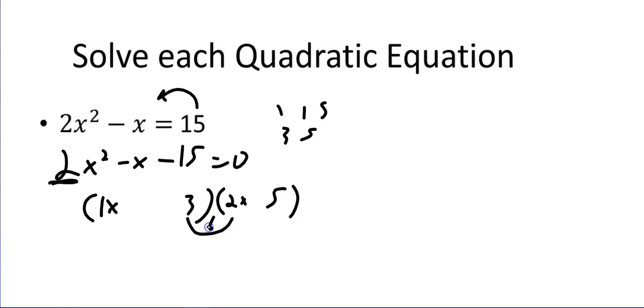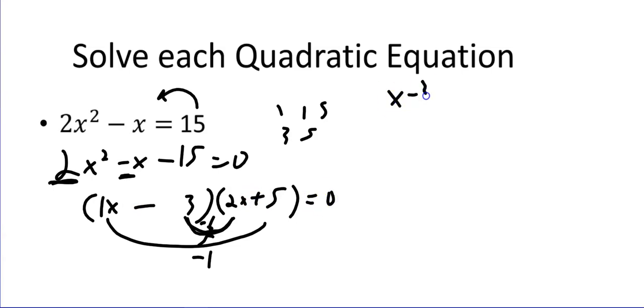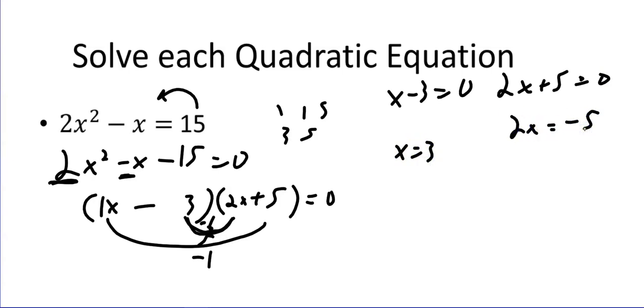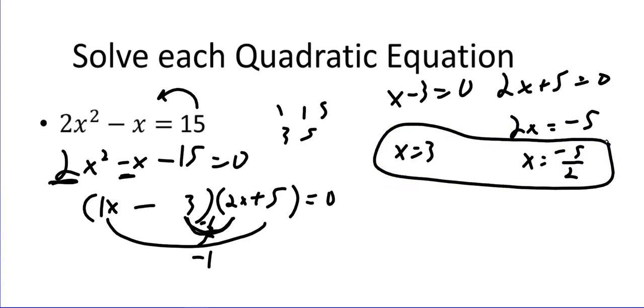So this gives me 6. This gives me 5. There's my difference of 1. But remember, I want negative 1 left over, so that means the 6 has got to be negative. Where did that come from? Follow the line, negative, positive. And now at this point, x minus 3 equals 0. 2x plus 5 equals 0. Here I get x equals 3. Here I get 2x equals negative 5, and then divide: x equals negative 5 halves.